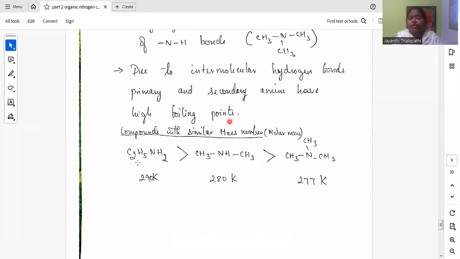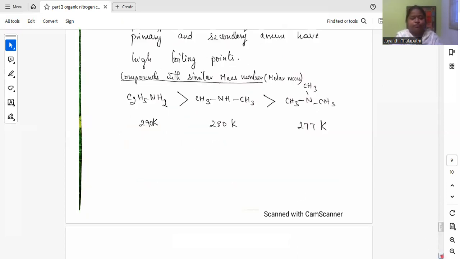Compare C2H5NH2, CH3NHCH3 and CH3NCH3CH3. What are these? Primary amine, secondary amine and tertiary amine. Why have they been given as examples? Because these 3 have similar mass numbers, more or less the same molecular mass. When the molecular mass is the same, the boiling point of the primary amine is higher when compared with the other amines.